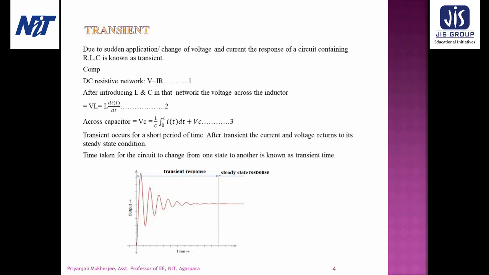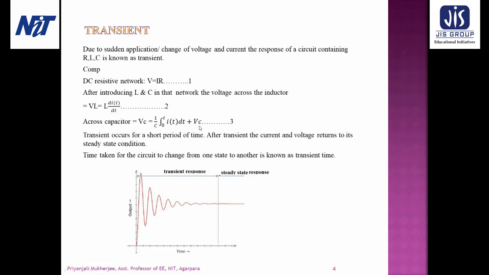Now, we have considered till now the DC resistive network in which the voltage and current were independent of time, because the relation was V is equal to I into R. Now, two passive elements, that is inductor and the capacitor, are introduced in the DC network. The voltage and current relationship for these two elements will be like this. VL, the drop across the inductor, is equal to L di/dt. And across the capacitor, it becomes 1/C integral of i dt plus VC at the 0 condition.